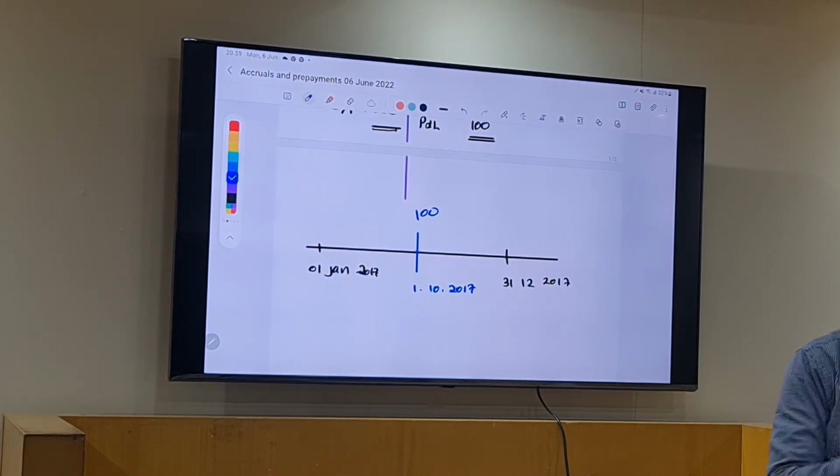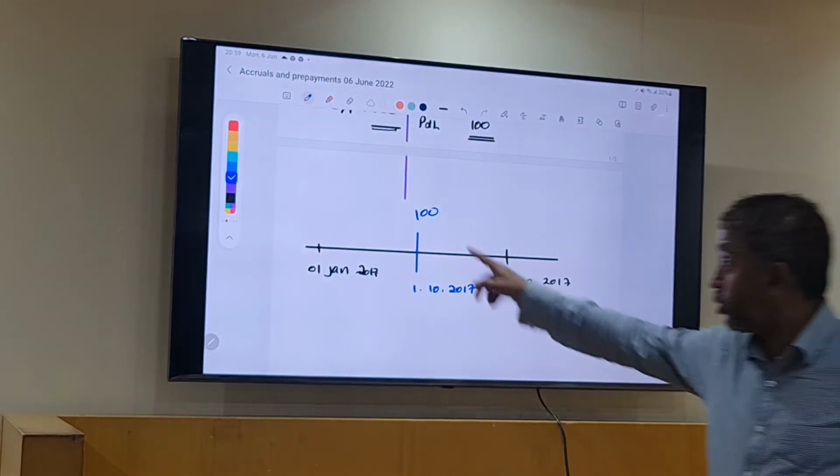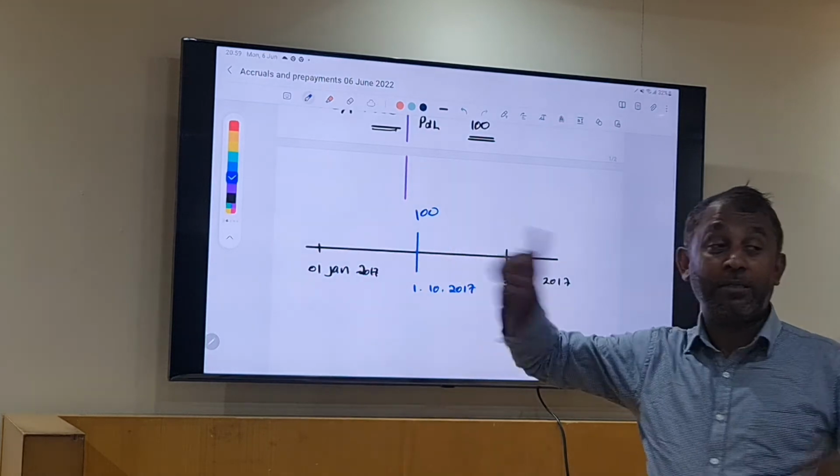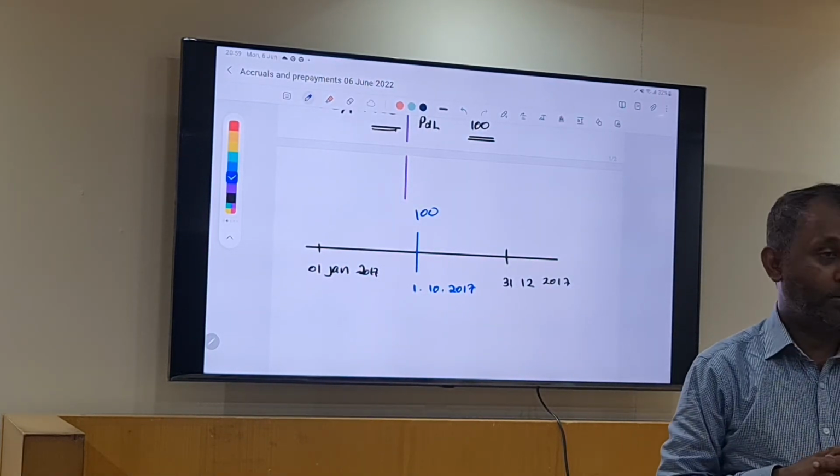Understood? I hope you also understood what I said. Yeah, 75 carried forward, 25 charged. So how many months from this day to this day? 3 months. So how much total do I have? Almost 100. Not 33 there, 33.